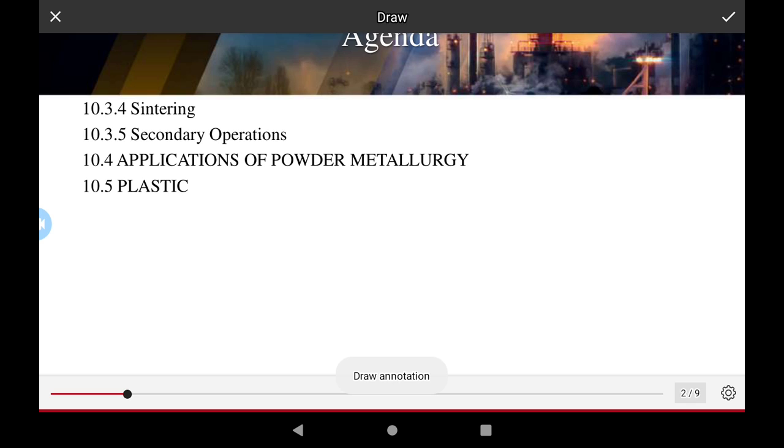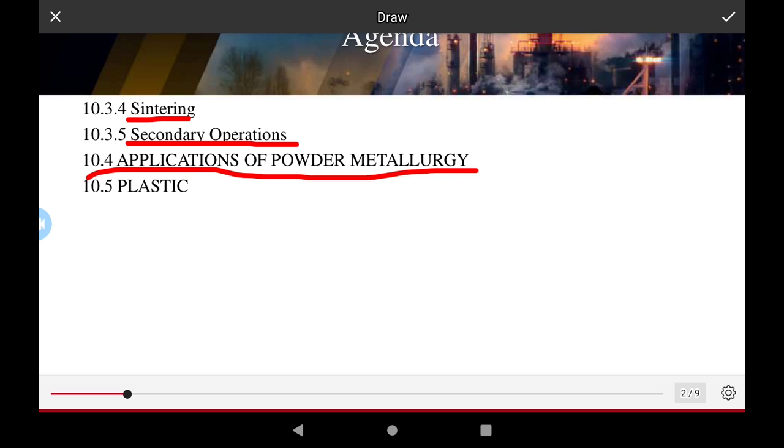So, the sintering method and secondary operations for the production of the powder, and the application of powder metallurgy, and some topics are presented on plastics. Okay, plastics I have also presented in earlier videos.